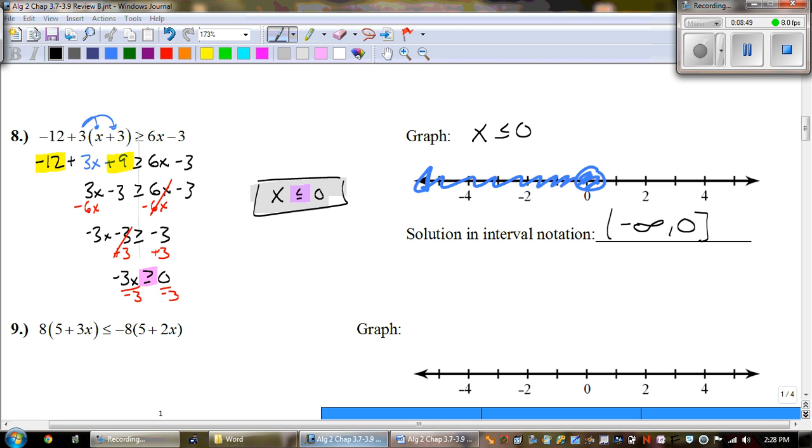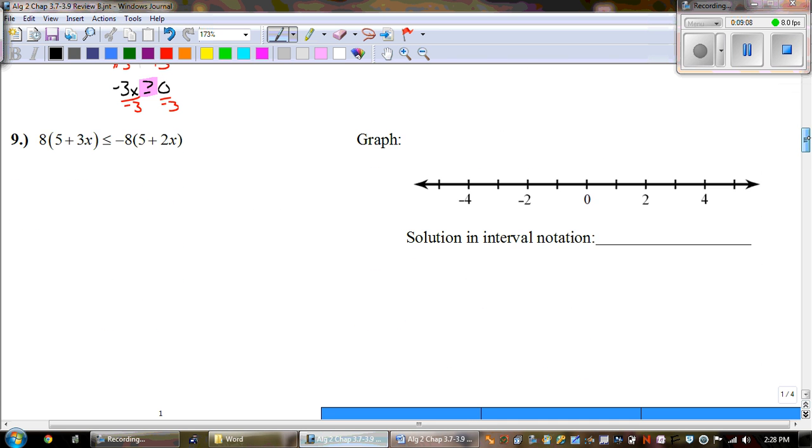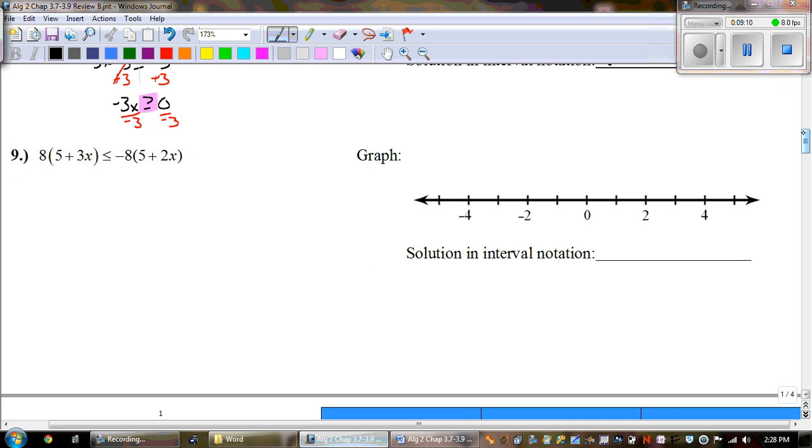Okay, so did you remember to flip the inequality when you divided by a negative? I hope so. So we're left with x is less than or equal to 0. When I'm writing that in interval notation, we have a parenthesis with -infinity, comma 0, and a bracket. All right, number 9. Yep, I'm making you do this all on your own. Pause the video, and good luck.